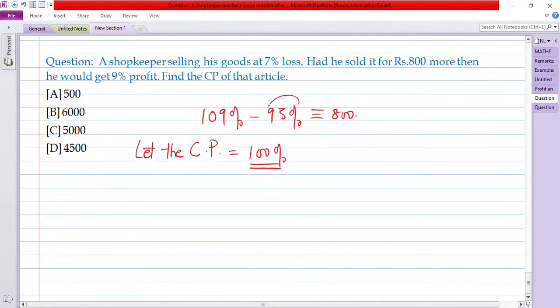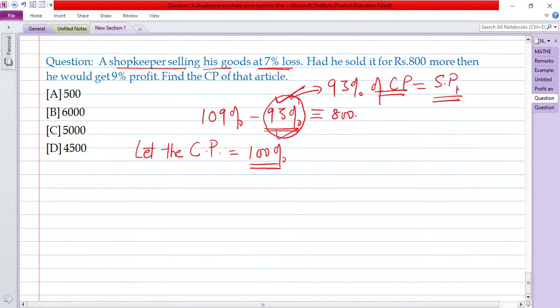So what is this 93%? This 93% is the first selling price, which means the shopkeeper is selling his goods at 7% loss. Actually, this is 93% of what? 93% of the CP. So this is SP1, the first selling price.